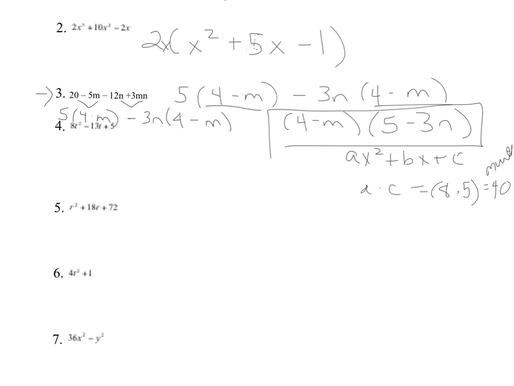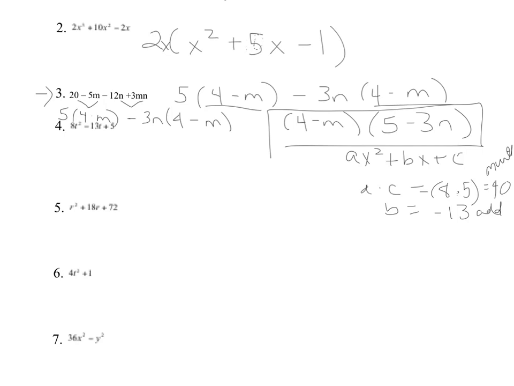But there's a second part to this. We also have to look at what the b value is. And the b value is what's in front of the x. Now, the sign that's in front of a number stays with the number. So what is the coefficient in front of the x term? Negative 13. That means our pair of numbers also must add to give us negative 13. So here's the goal. Got to get a pair of numbers that multiplies to give me positive 40 and adds to give me negative 13. Any idea what that could possibly be?